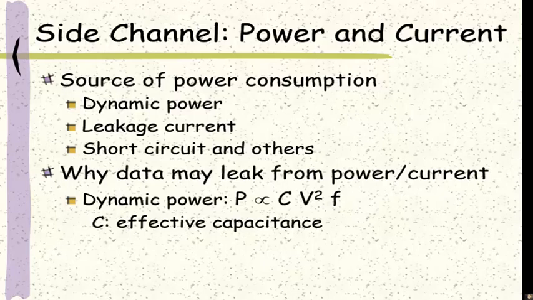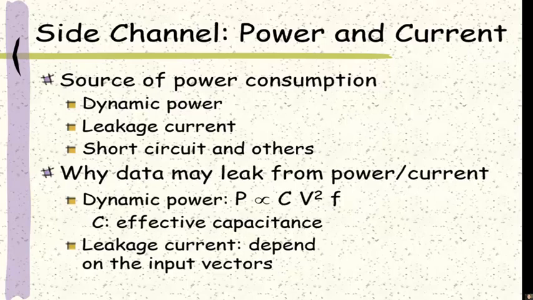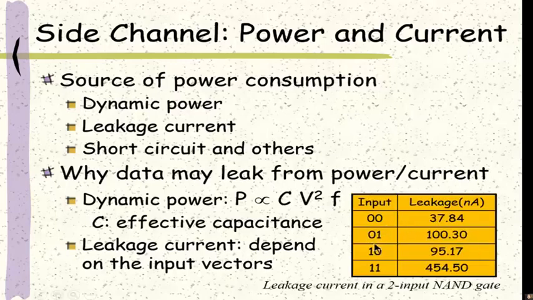On the other hand, leakage current may leak information about the system because the leakage current of a logic device is related to the input value to this device. For example, for this 2-input NAND gate, the leakage current when both input signals are 1 is about 454 nanoamps, about 12 times higher than the leakage when the input vector is 0 and 0.